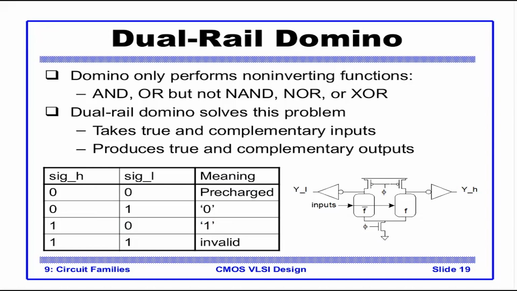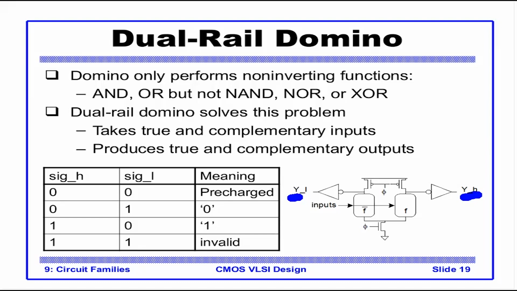We make something called a dual rail domino. Now the dual rail domino structure is like this. YH is the output, YI is the invert of YH. So YH and YI, the outputs of dual rail domino, are complementary to each other. The inputs are also like that. So let's say F gets regular inputs, F bar gets complementary inputs. So dual rail domino takes true and complementary inputs and correspondingly gives true and complementary outputs.